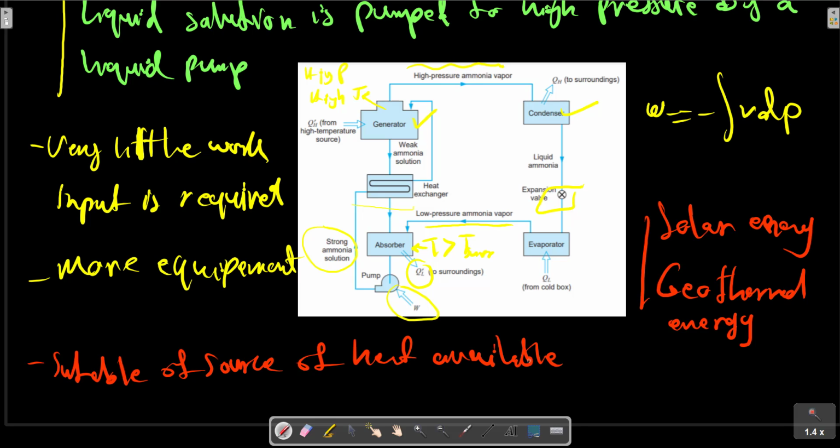It should also be pointed out that other working fluid combinations have been used successfully in the absorption cycle, one being lithium bromide in water.